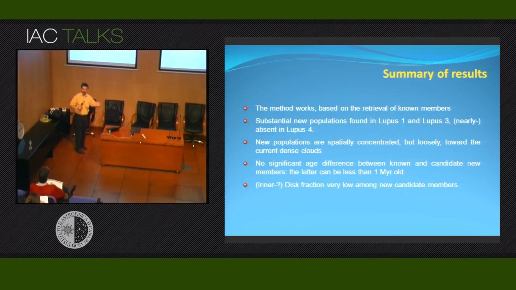And finally, the new population doesn't have high disk fraction. In fact, signatures of circumstellar disks are very rare among this population. Or, to be more careful, there are no traces for inner disks, for warm disks.